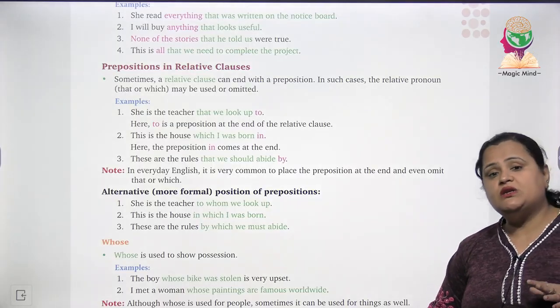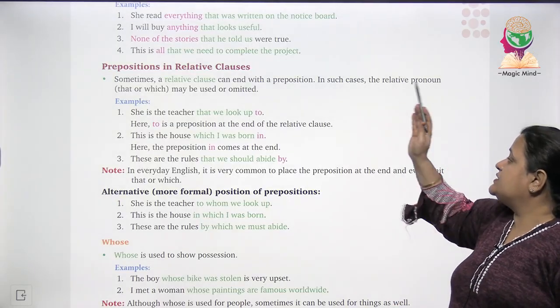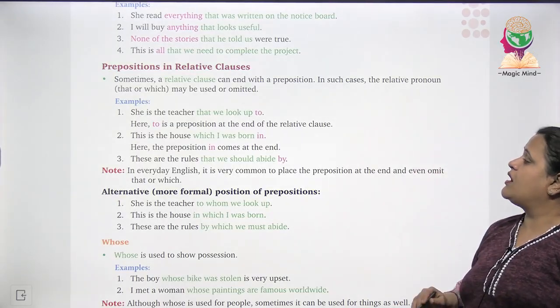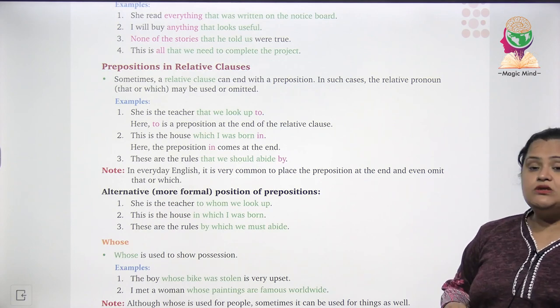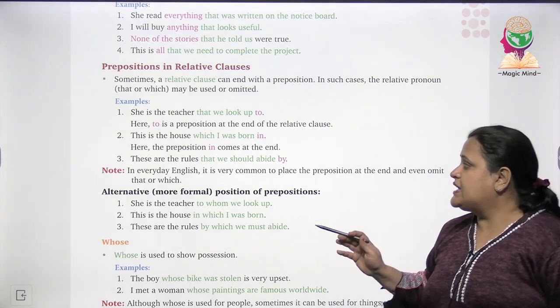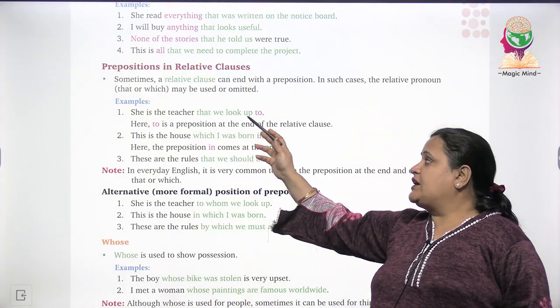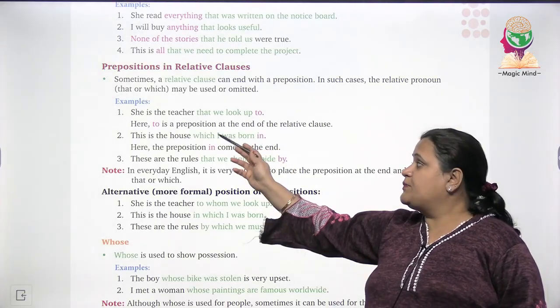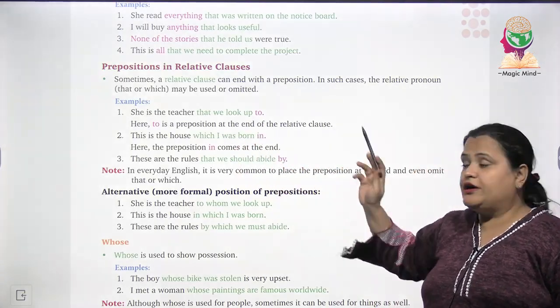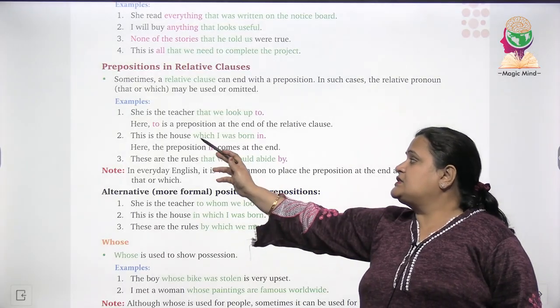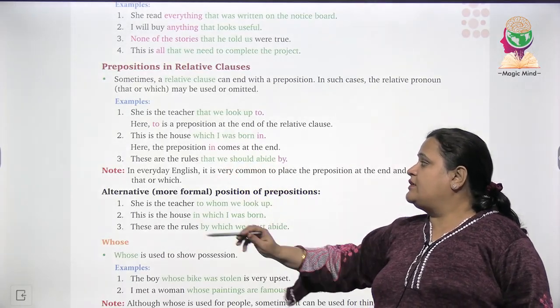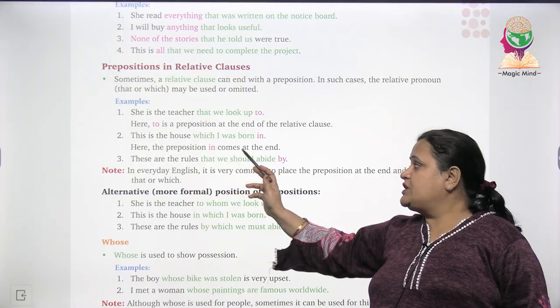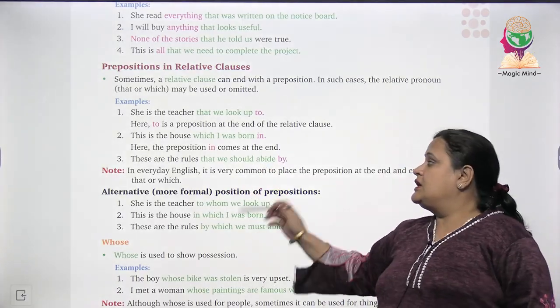वो एक preposition से भी end किया जा सकता है. In such cases, the relative pronoun that or which may be used or omitted. Example, she is the teacher that we look up to. Here to is a preposition at the end of the relative clause. This is the house which I was born in. Here the preposition in comes in the end.